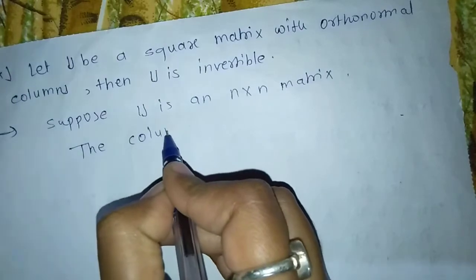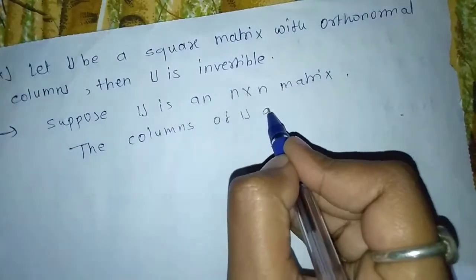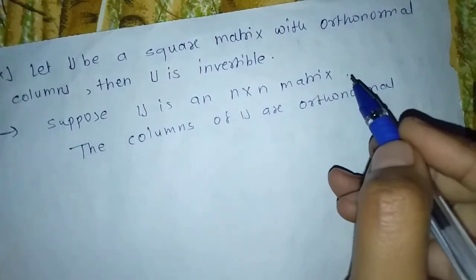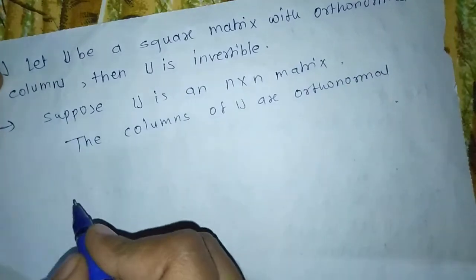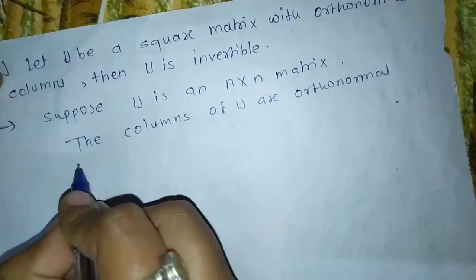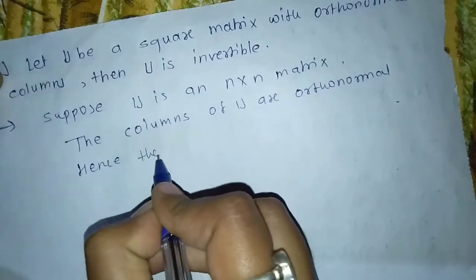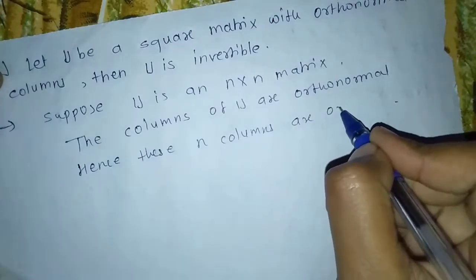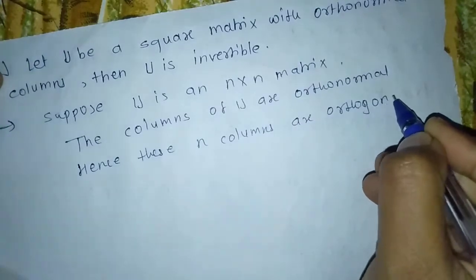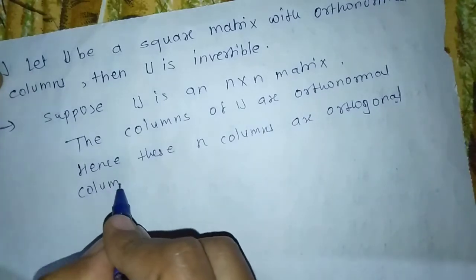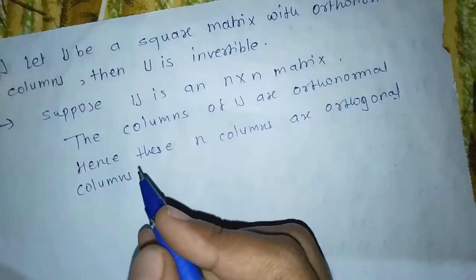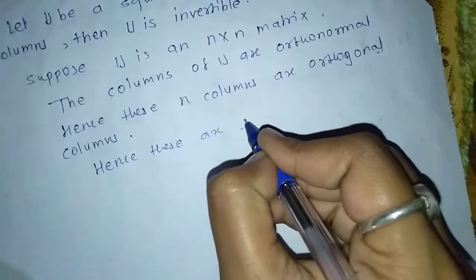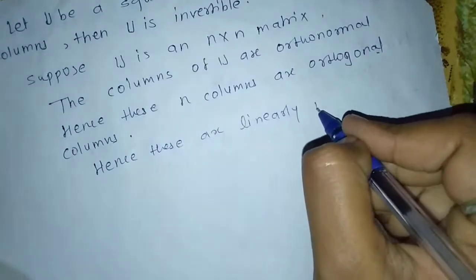The columns of U are orthonormal. Orthonormal means they are orthogonal also. Hence these n columns are orthogonal columns. Hence these are linearly independent.